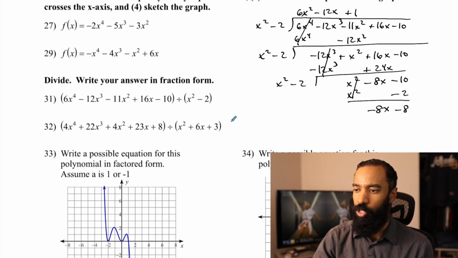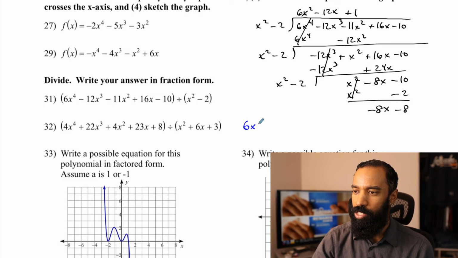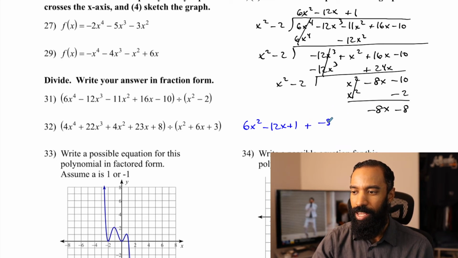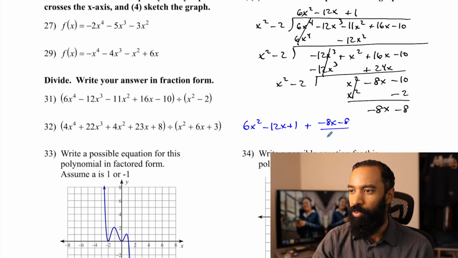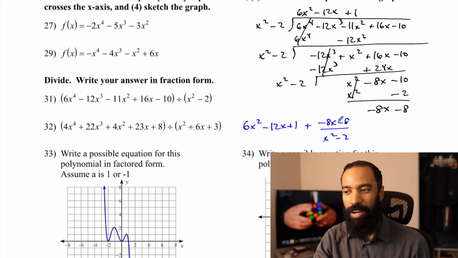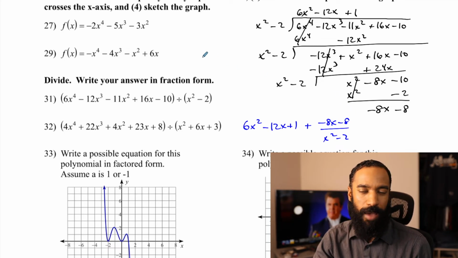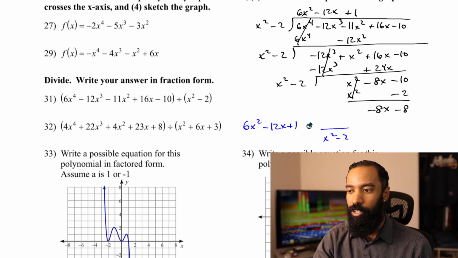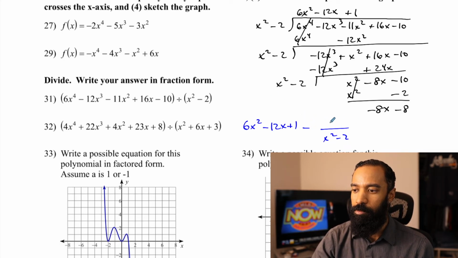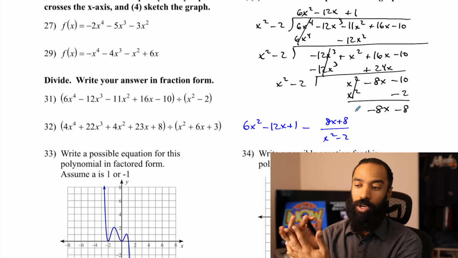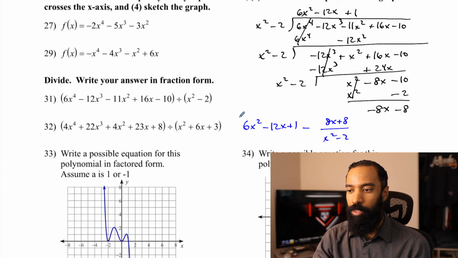So your final answer here is a quotient. It will be 6x squared minus 12x plus 1 with a remainder of, now you can do one of two ways, either plus negative 8x minus 8 all over x squared minus 2. I don't know if I prefer that plus there. I'd rather almost factor out, this is trying to match an answer key, and I don't know what the answer key is going to say, but they might have factored out a negative 1 and turned this into a minus, so this becomes minus 8x plus 8 like that. That's another version, and that would be the remainder.